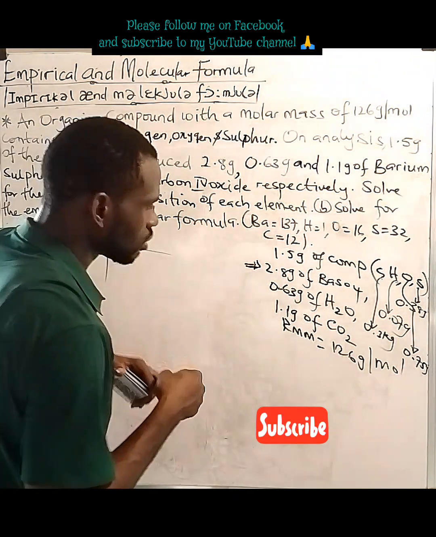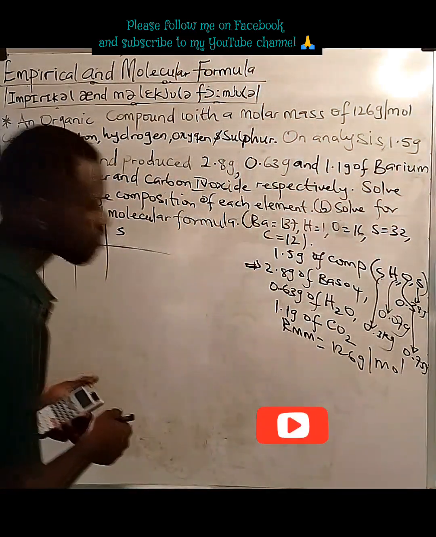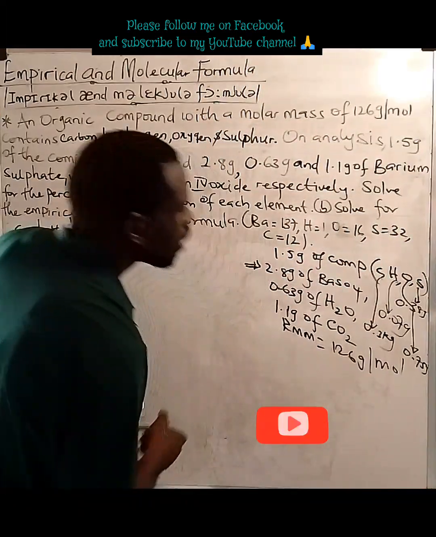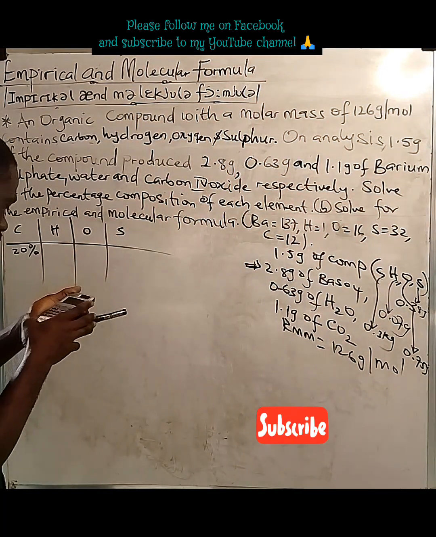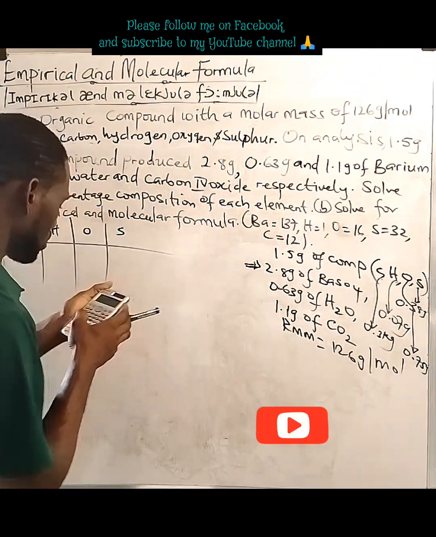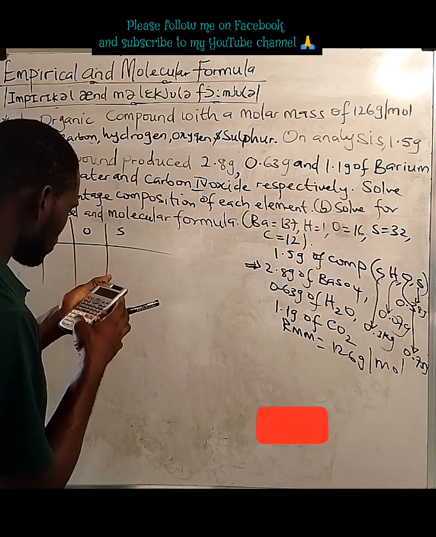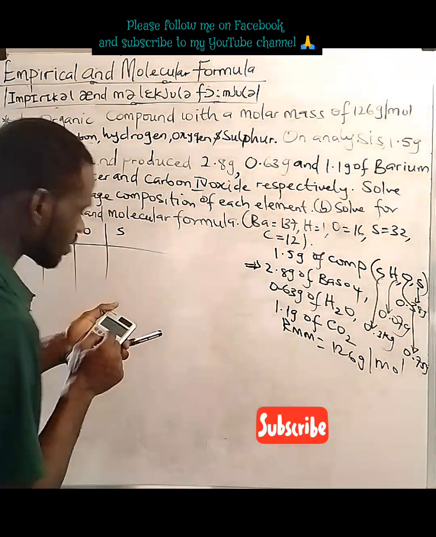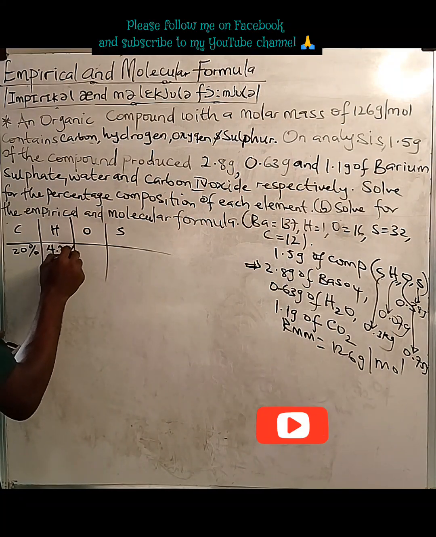Then hydrogen, what do we have? We have 0.07 gram of hydrogen. So out of 1.5 gram, 0.07 times 100 over 1.5. What percent of hydrogen is that? 4.66%. 4.666, that's 4.7% approximately.